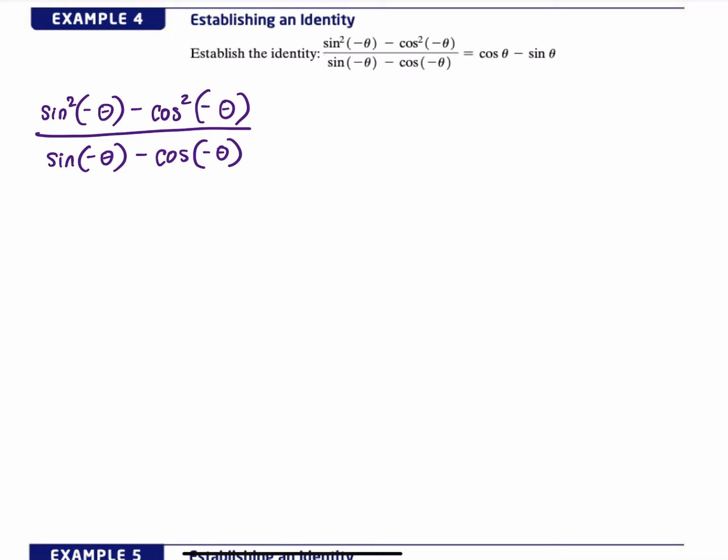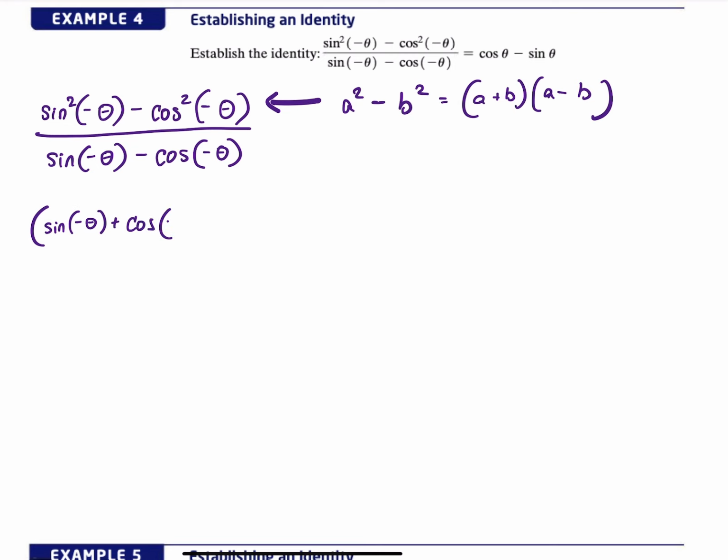Well, what do we have? It looks like in the numerator we have a difference of squares. It looks complicated, but we have something squared minus something else squared. We said that factors into a plus b times a minus b. So let's try that and just see if we can get anything to cancel or simplify. So that should factor into sine of negative theta plus cosine of negative theta times sine of negative theta minus cosine of negative theta.